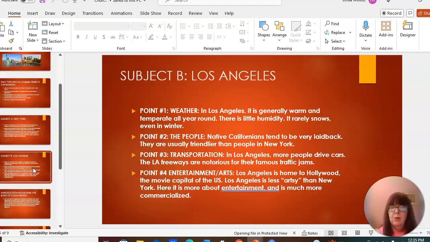All right, so again, we're going to go through a discussion of weather in Los Angeles. What are the people like? What is the transportation situation like? Obviously, there's a contrast there because in LA, everybody tends to drive their own cars. So that's why the freeways are so congested in Los Angeles. And then again, what are those crucial differences when we look at entertainment and arts?